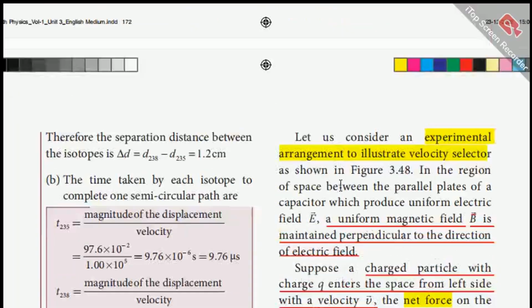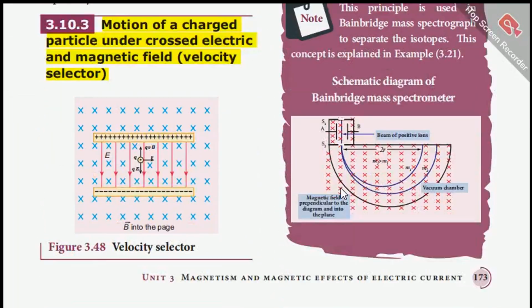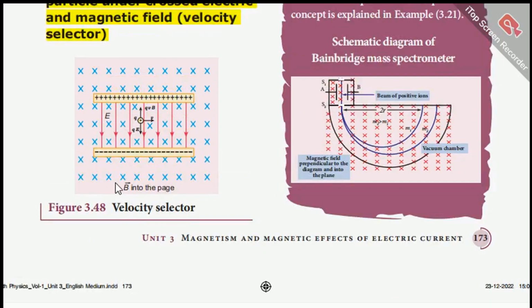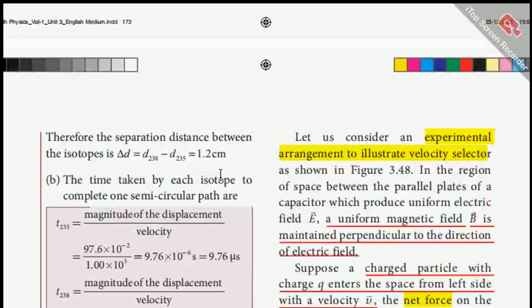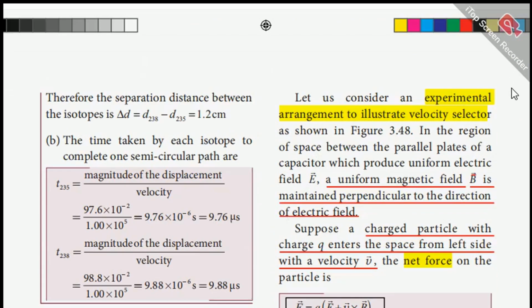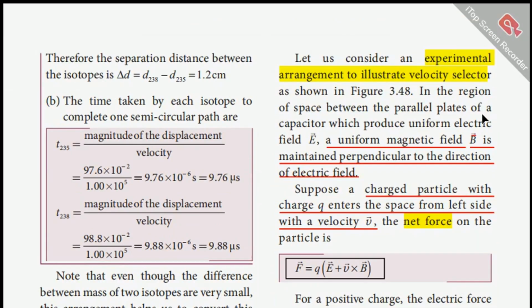Then we are going to study the motion of a charged particle under crossed electric and magnetic fields. So this is the velocity selector. For this, let us consider an experimental arrangement to illustrate the velocity selector as shown in that diagram. A uniform magnetic field B is maintained perpendicular to the direction of the electric field in the region of space between the parallel plates of a capacitor, which produce a uniform electric field E.